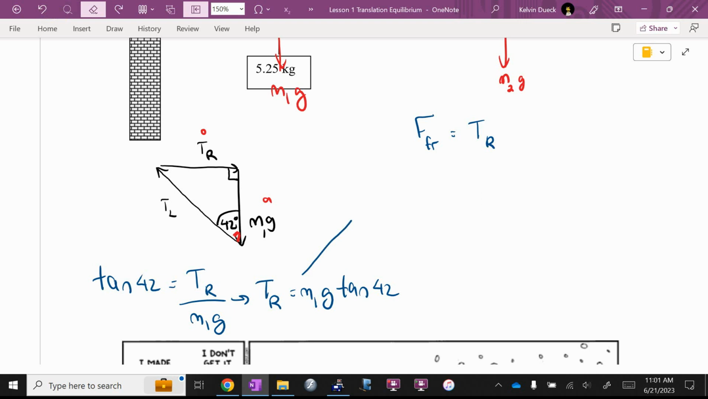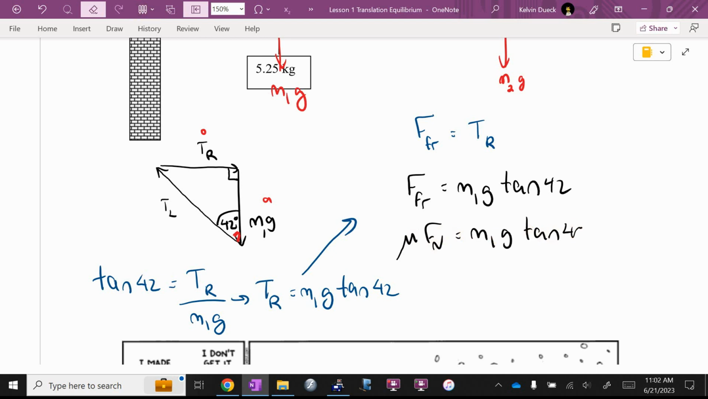And that can now go up there. I'll have friction equals M1G tan 42. We're not done. They didn't ask me to find the force of friction. What did they ask me to find? Oh, Arian, friction is what times what? So I think I would go mu times the normal force equals M1G tan 42. How can I get the mu by itself?